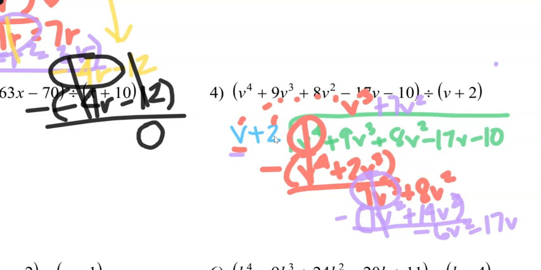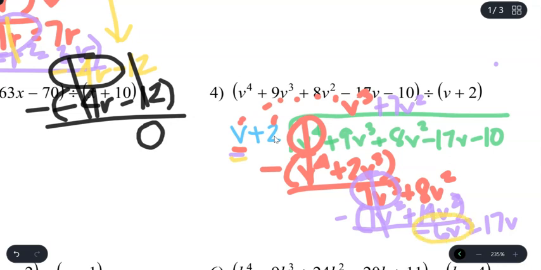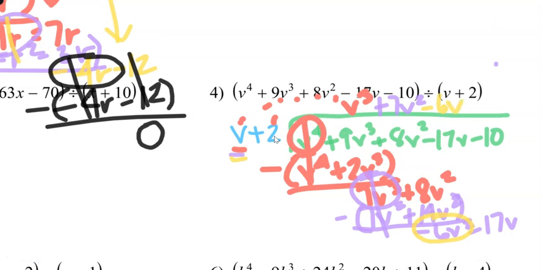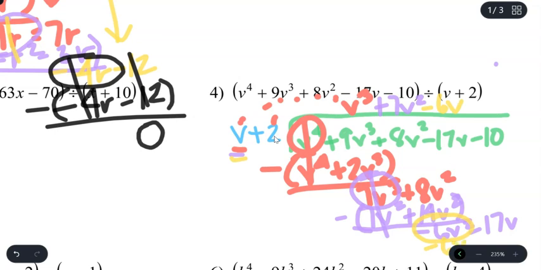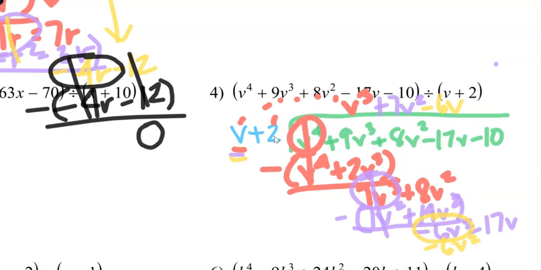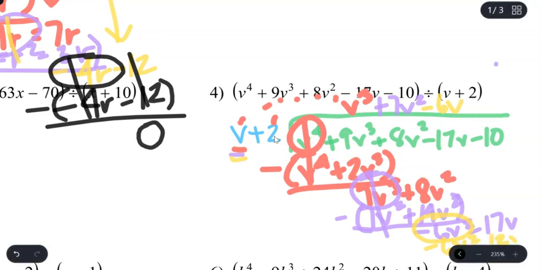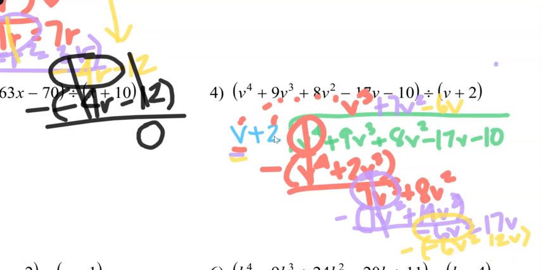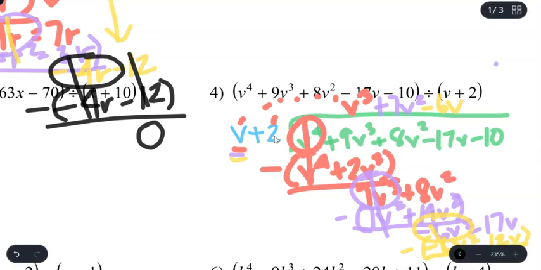So now I want this to look like this. So how do I make v look like negative 6v squared? I multiply it by negative 6v. So now I have negative 6v squared. And then negative 6v times positive 2 is negative 12v. And again, you're subtracting that. So you're going to end up with, those are going to cancel. And then you have negative 17 minus 12.